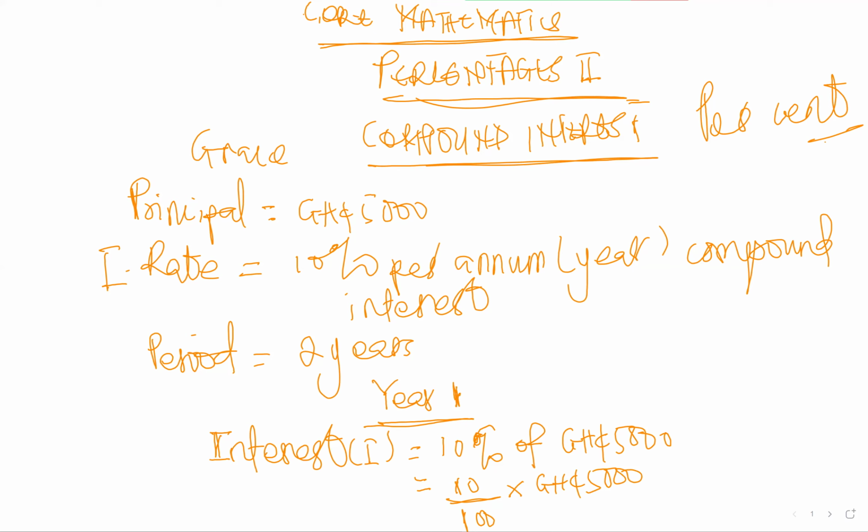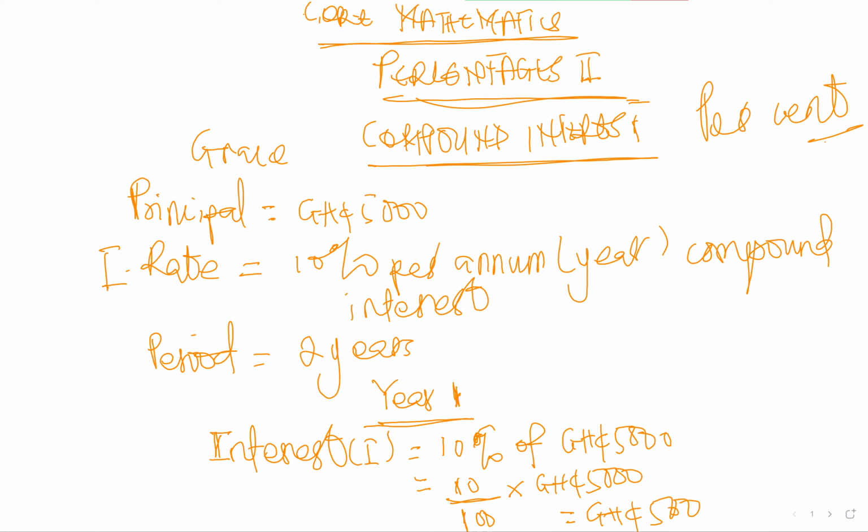Get your calculators ready. 10 over 100 of 5,000. We are learning. You have to get your calculators and be contributing. I can't be doing all of this, or it will look like I'm teaching myself. You have to participate in order to understand. I'm getting 500, I don't know if you can see it from my screen. So the interest I'm getting is 500.